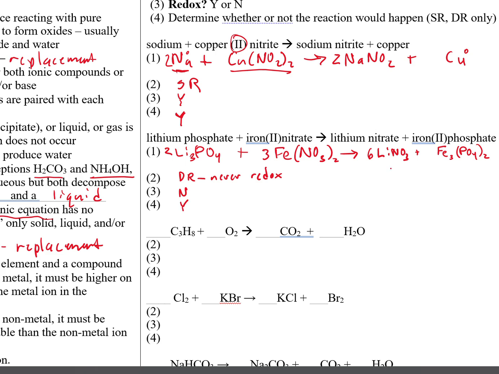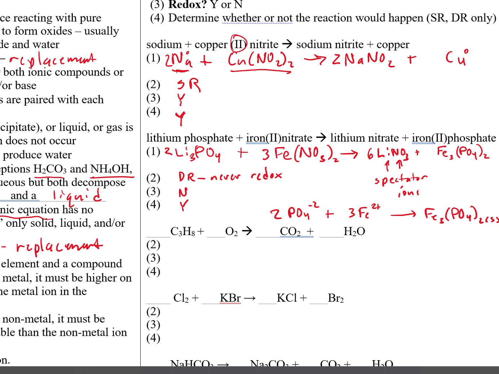Spectator ions would be lithium and nitrate. They're spectator ions, which would not show up in the net ionic equation. The net ionic equation would be this, the one solid, and the reactants have to be the other stuff on the other side, like 3 iron 2 pluses and 2 phosphates. There it is, all balanced.